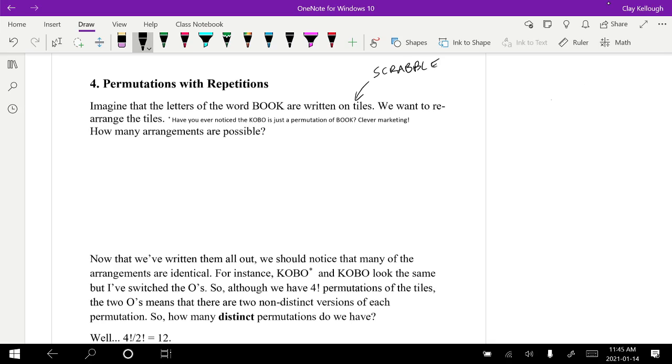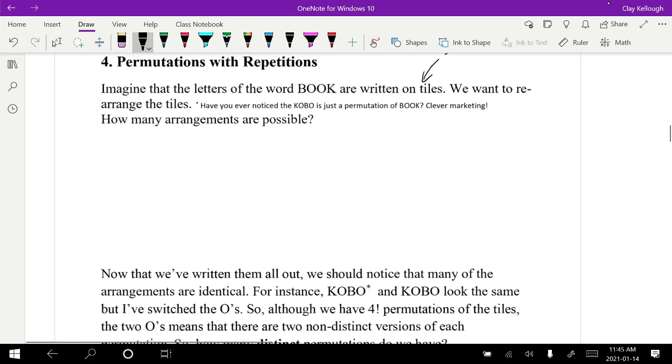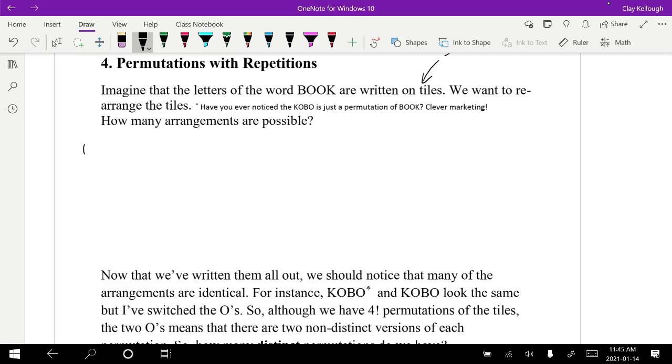Okay, so let's think about this. I'm going to actually write this one kind of longhand. I have the word book, B-O-O-K. But wait a minute. This is a tile. This is a tile. I'm going to call this tile O1, and this tile is going to be O2 because there's 2 different tiles, but they are different tiles, right? They're different objects in my hand. And I want to rearrange the tiles. How many arrangements are possible?